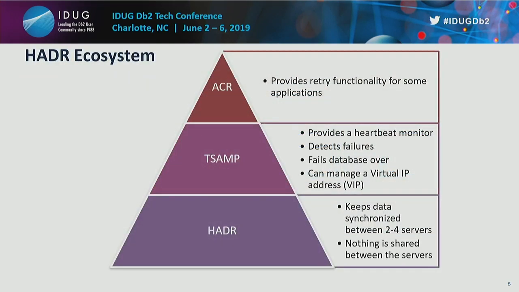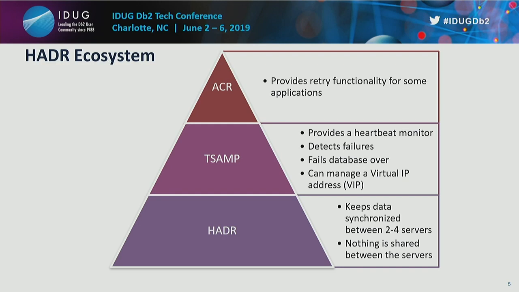In the HADR ecosystem, I really think of it as having three parts. We have HADR, which really is the workhorse of the situation. It keeps data synchronized between the servers, between 2 and 4 servers, and there's nothing shared between those servers in most situations other than, obviously, a network connection. TSAMP is what provides automated failover if you want to automate the failover.